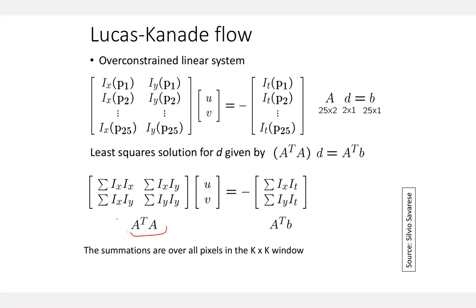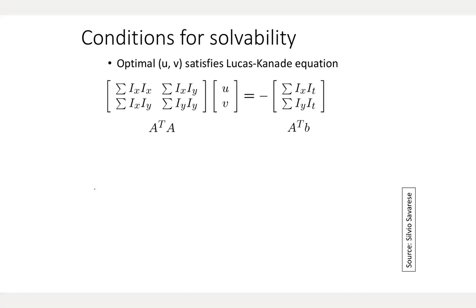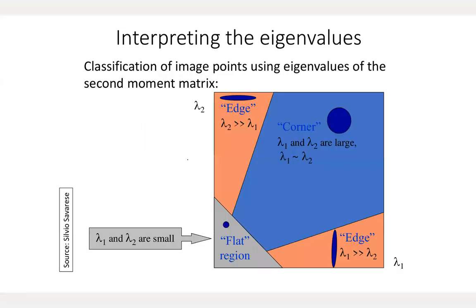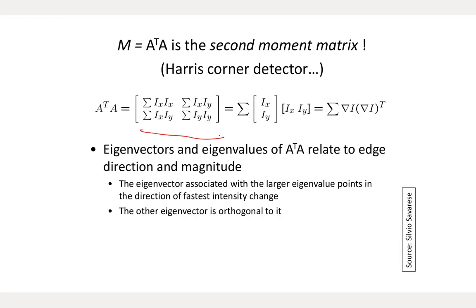So then I can compute A transpose A. But look at that: what's A transpose A here? That's actually interesting. If you remember the Harris corner detector, this is actually the same matrix that we played with, the M in the Harris corner detector. And there's some physical meaning for this. Maybe you remember this picture. If you look at the eigenvalues of A transpose A, the eigenvalues of this matrix.